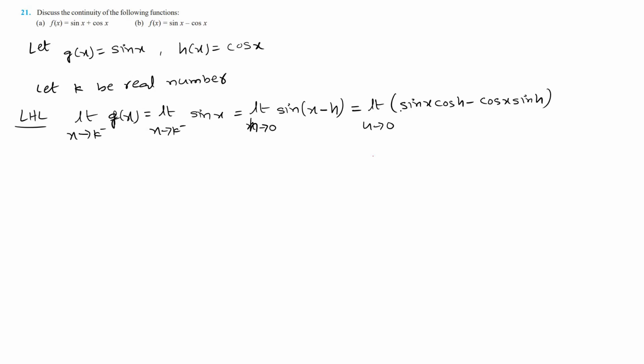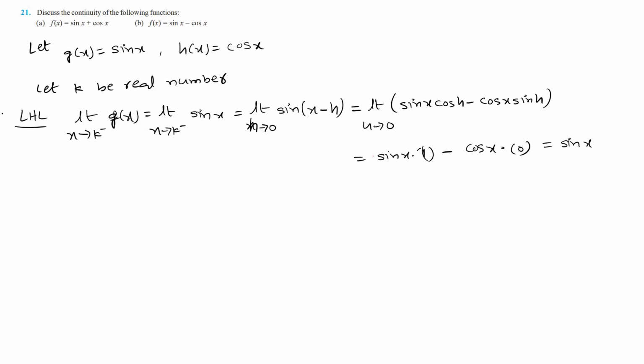If you apply limit h tends to 0, sine x into cos h, cos 0 is 1, minus cos x into sin h, sin 0 is 0. So finally we get sin x only.